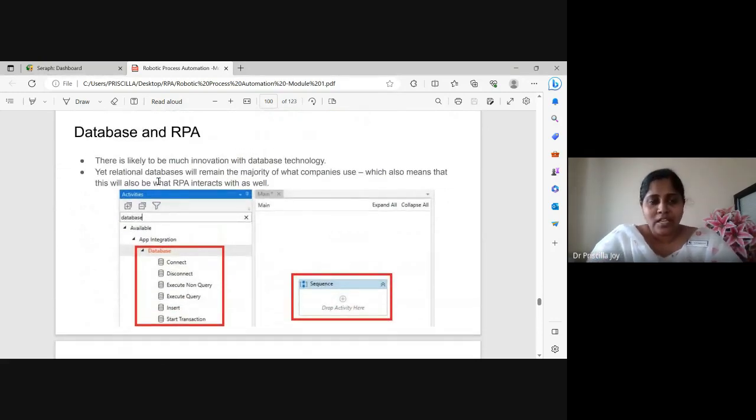So for maintaining all such databases, here too we'll be having the database technology which is integrated with UiPath. So when we have any UiPath, we will be having such a sequence. In addition, when we need to store anything in the database, we need to connect to the database, or else we need to execute the query, and that's how we need to start the transactions and all.